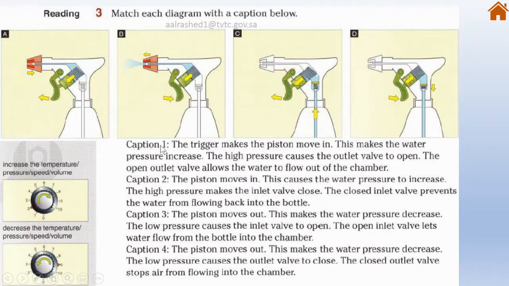Okay, let's see the first one and try to match it with A, B, C, or D. Caption 1. The trigger makes the piston move in. This makes the water pressure increase. Okay, this is the meaning of increase. From 0 to 9, this is increasing. It is used if you want to increase the temperature of the weather, also to increase the volume of the sound.